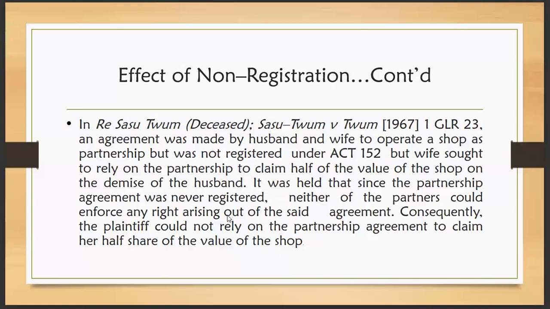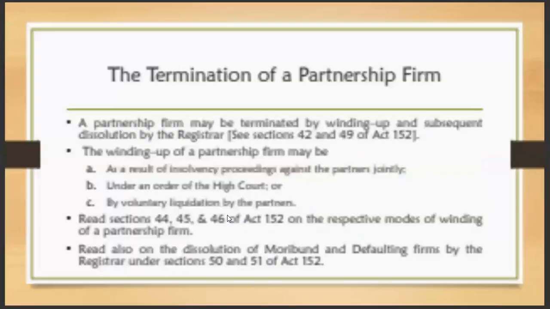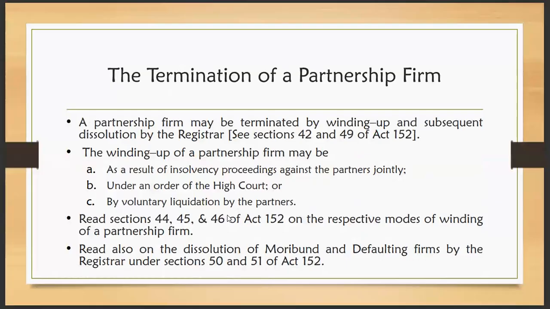So the takeaway is that an unregistered partnership under Ghanaian law is no partnership. So let's keep that in mind. How does that partnership firm come to an end? How is it terminated? It's terminated by winding up and subsequent dissolution by the registrar. So see sections 42 and 49 of Act 152.